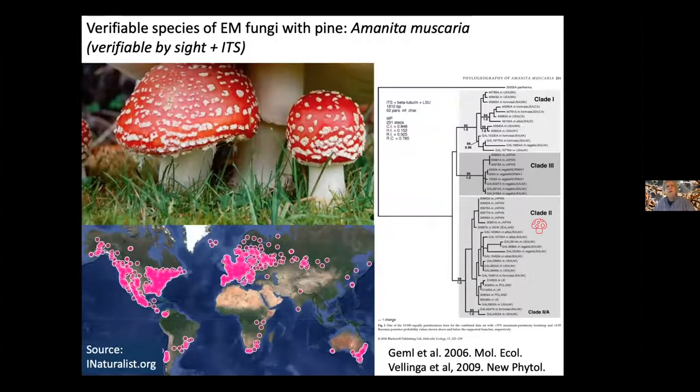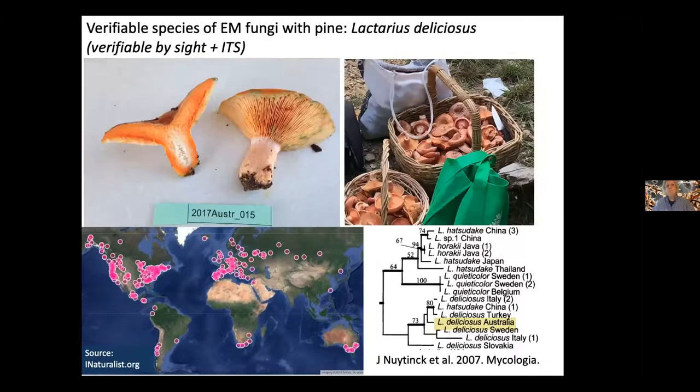not only identify many of these fungi by sight, such as Amanita muscaria shown here, but using ITS sequencing and other molecular markers, we can identify the specific lineage within the Amanita muscaria species complex that has been widely distributed around the world. So in this case, clade 2 is defined by Gemmel et al.